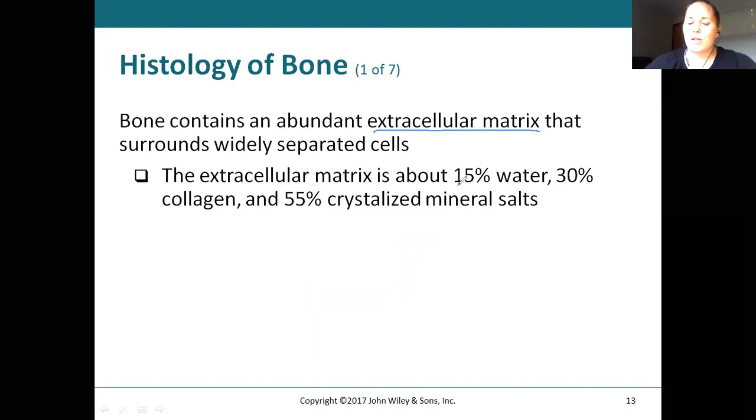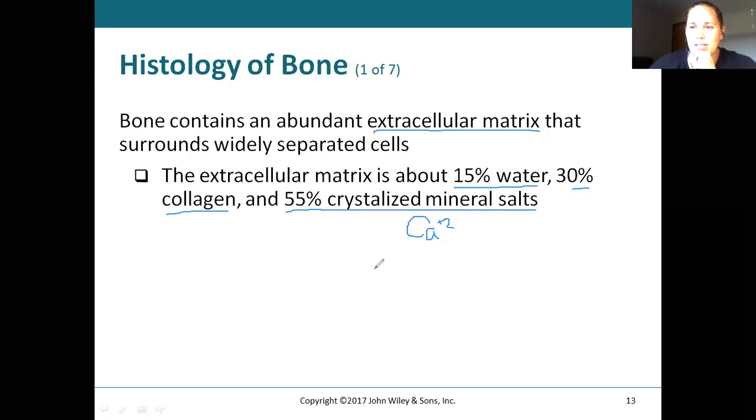So the extracellular matrix is composed of about 15% water, 30% collagen. Remember, we talked about collagen before, and 55% crystallized mineral salts. The main one that we obviously talk about a ton is calcium. It's actually calcium phosphate that is the particular mineral salt that's important here. That calcium phosphate eventually undergoes the process of calcification, so it gets hardened, it becomes calcified.